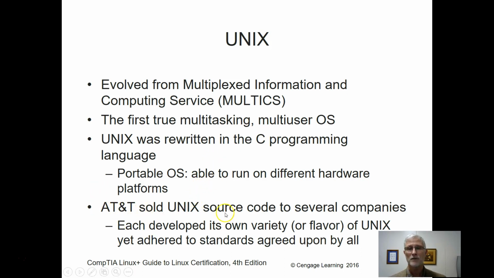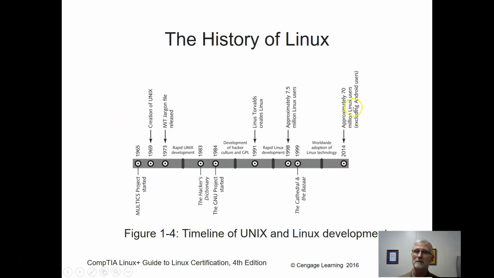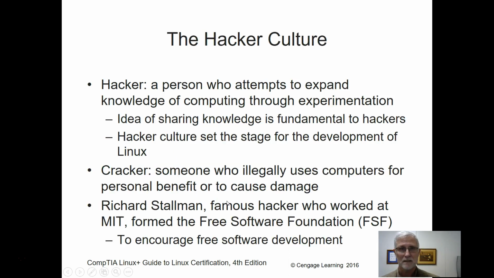AT&T Bell Labs sold the source code to several different companies, each with its own flavor of Unix. You would get Berkeley, some other flavors, Oracle, Solaris, which used to be Sun. You've got Hewlett Packard's, IBM's, Macintosh, Mac OS, iOS. So guess what? Apple's. You already saw that back here. You've got Android. Macintosh, all the hardware platforms, all the iOS that Apple's running, are Unix and Linux based.